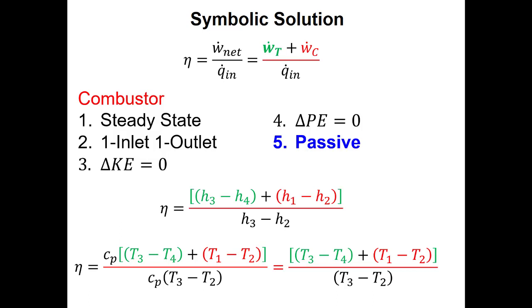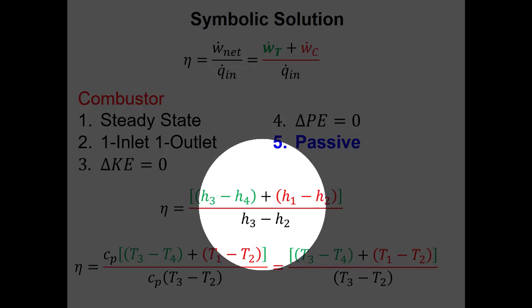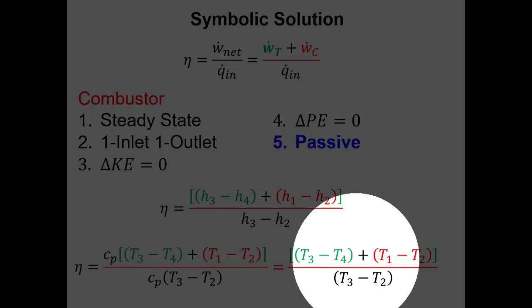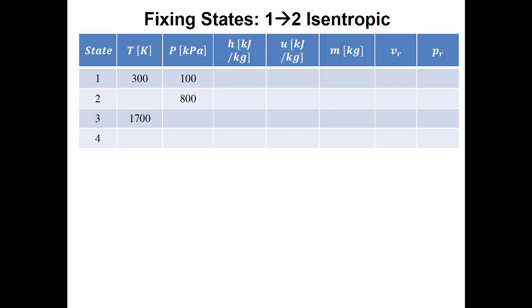So if this was variable-specific heat, now for both part A and part B, I have symbolic solutions. And I would go to table A22, and I would solve for these enthalpies. Or if I was doing a constant specific heat analysis, then I have equations that are only based on temperatures, or maybe temperatures and specific heat for the network. And then I'd have to go through and fix the state and find all those temperatures. Again, I don't know T4 and T2, but I do know everything else. So basically, in order to solve part A and part B, what I need to do is find T2 and T4. So how do I fix the states?